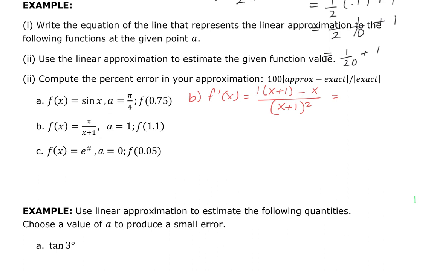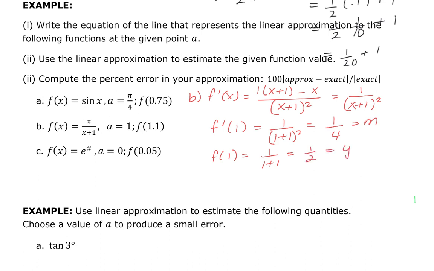And so I'm just going to clean this up a little bit because I'm going to do the plug-in. So I have 1 over x plus 1, the quantity squared. I need to know what that is evaluated at 1. So I'm going to put in 1 over 1 plus 1, the quantity squared, which is 1 over 2 squared, which is 1/4. So this is the slope of my tangent line. I need to know what f of 1 is. This is my y naught, so I have 1 over 1 plus 1. So I have 1/2. This is my y naught.